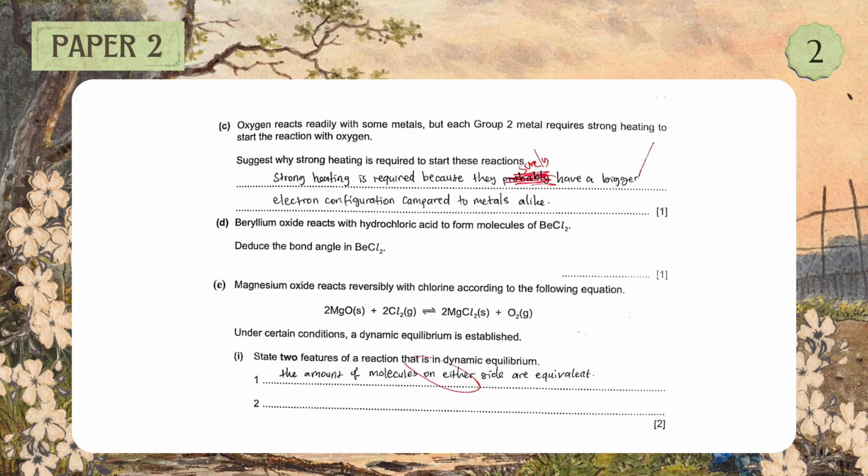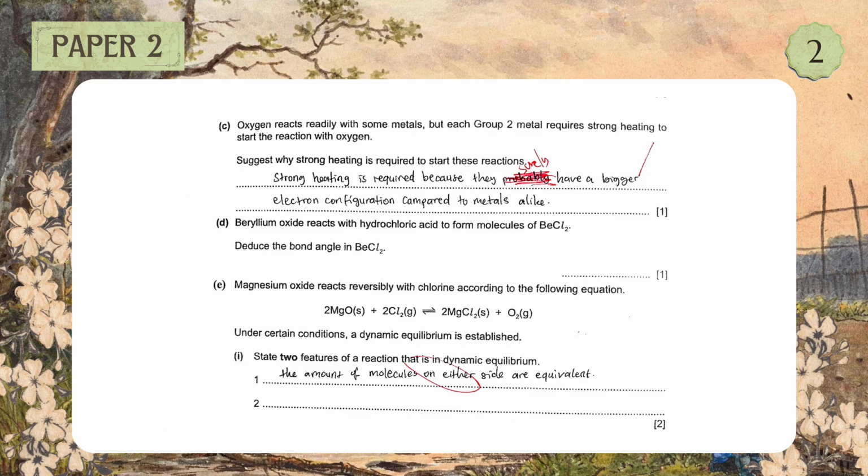Now 2d, bond angle in BeCl2? The answer is 180 degrees because beryllium forms two bonding pairs and has no lone pairs around the central atom. According to electron pair repulsion theory, the bonding pairs arrange themselves as far apart as possible, giving a linear shape with a bond angle of 180 degrees.